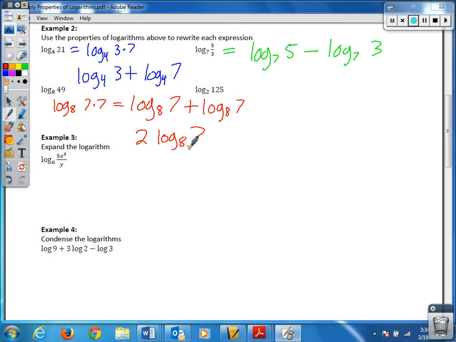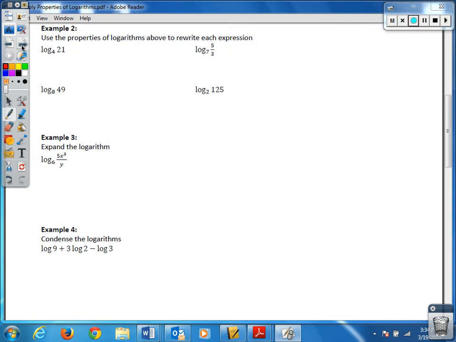Another way is using that power rule. The third one up at the top was telling us what we can do with an exponent. So let's write this with an exponent. So 49 is 7 squared. And so again, that exponent rule told us we can take this exponent and bring it down out front and just multiply it by the log. So this is 2 times the log base 8 of 7. That's another way we can get to the same answer.